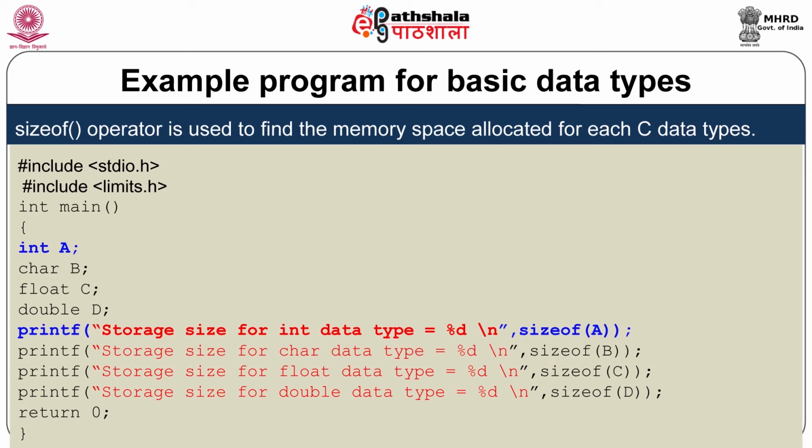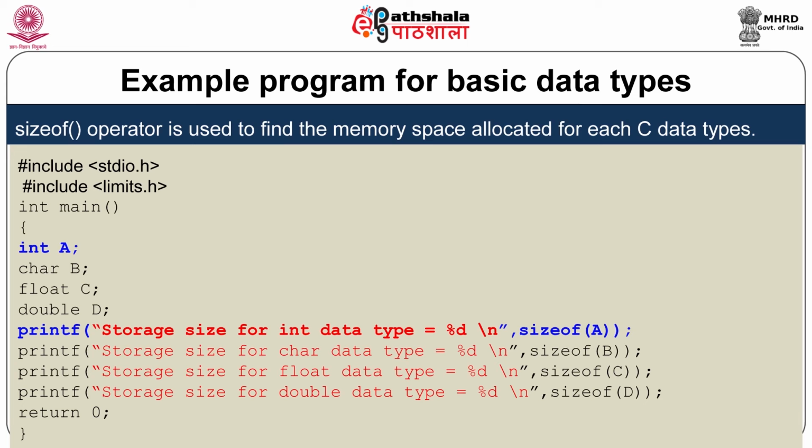In this program, you can see there are 4 different data types used: integer a, character b, float c and double d. In the printf statement, we are trying to display the storage size of different data types. The storage size of integer, character, float and double data types will be displayed on the computer screen by these operators.